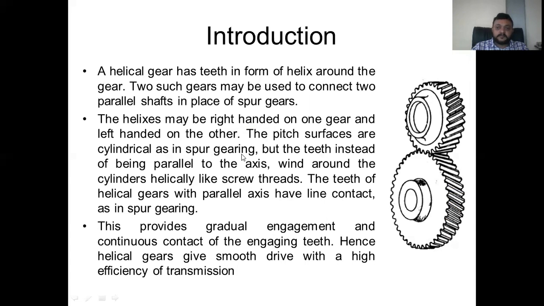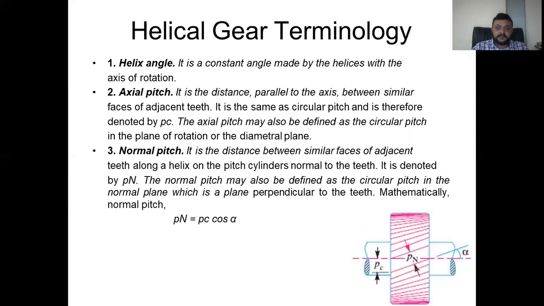Now the design procedure remains almost the same for the helical gear as we discussed for the spur gear. Terminology also remains the same, but one additional term to keep in mind is the helix angle. It is the constant angle made by the helix with the axis of rotation. So the axis of rotation is this, and the gears are arranged in this way. This angle is the helix angle alpha, and it is 0 in the case of the spur gear, so there is no need to consider a helix angle in the spur gear.